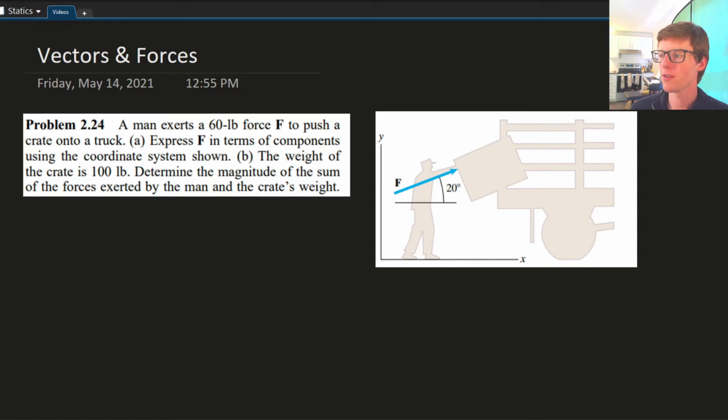So our coordinates is going to be, we have the x-axis down below here, and then we have the y-axis up here. Y in the coordinate system is referred to as j hat, and x is referred to as i hat. It's just another way of writing in the x direction or in the y direction. You don't have the hats all the time. Sometimes it's just j, sometimes it's just i. So we're supposed to express F in terms of the components using the coordinate system shown.